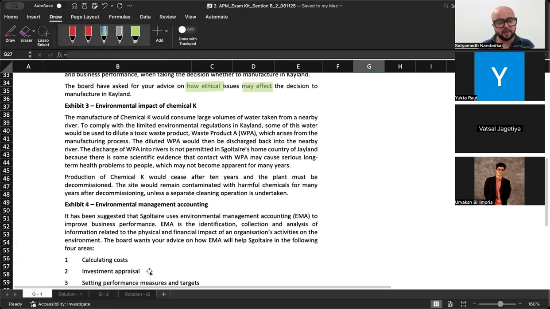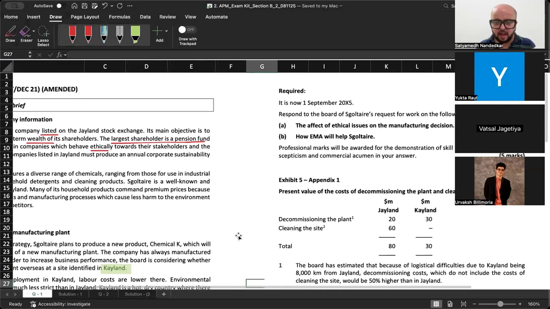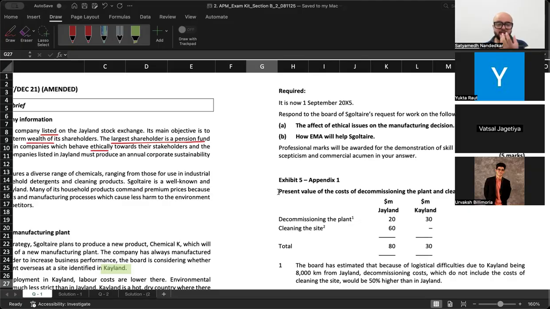Now, second part of the question, how EMA will help Sgolitaire. What is EMA? EMA is Environmental Management Accounting. ठीक है। अब one part of the question, of course, was talking about the ethical impact. Now, you have to think and tell me if there is anything else that is left from an ethical standpoint. Can we add anything else which is not directly given to you, but it can make an important part of your answer?